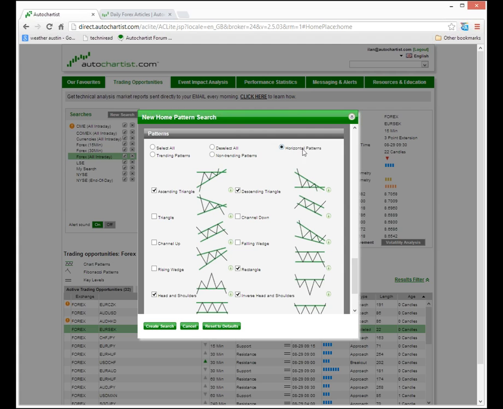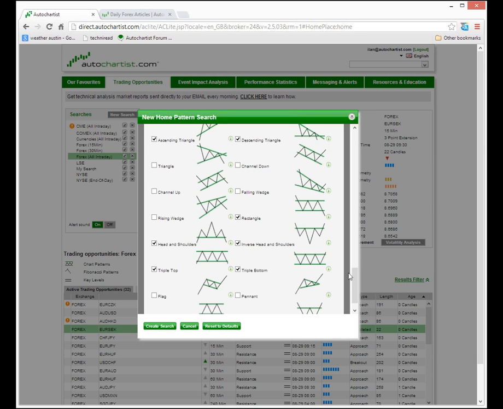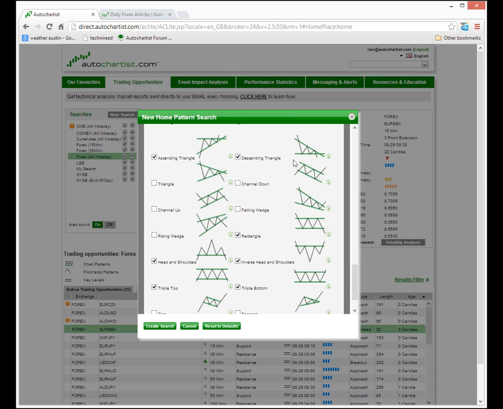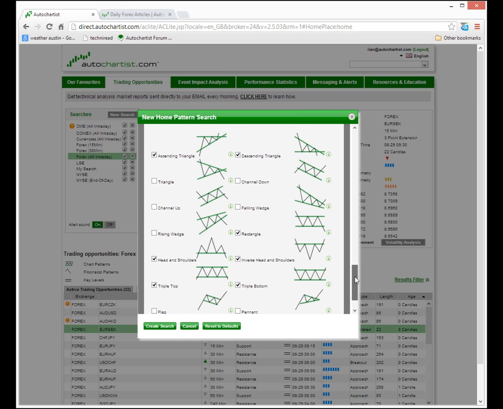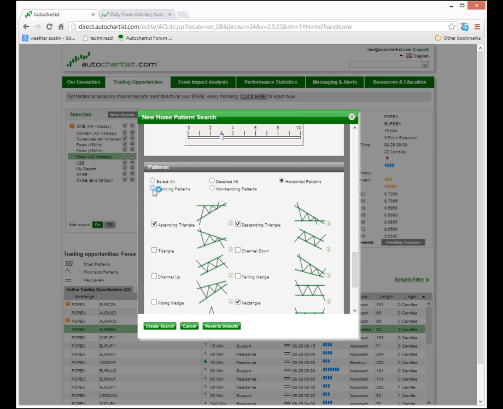I personally love horizontal patterns because I think in terms of horizontal support and resistance. And when you click horizontal patterns, you will see that it only selects for you patterns which have got a horizontal support or resistance level, for example, an ascending and a descending triangle, right? They're based on horizontal levels, the rectangles, the head and shoulders, the inverse head and shoulders, the triple tops and bottoms, and the double tops and bottoms. If you like playing trending patterns, then you can just click on trending patterns.